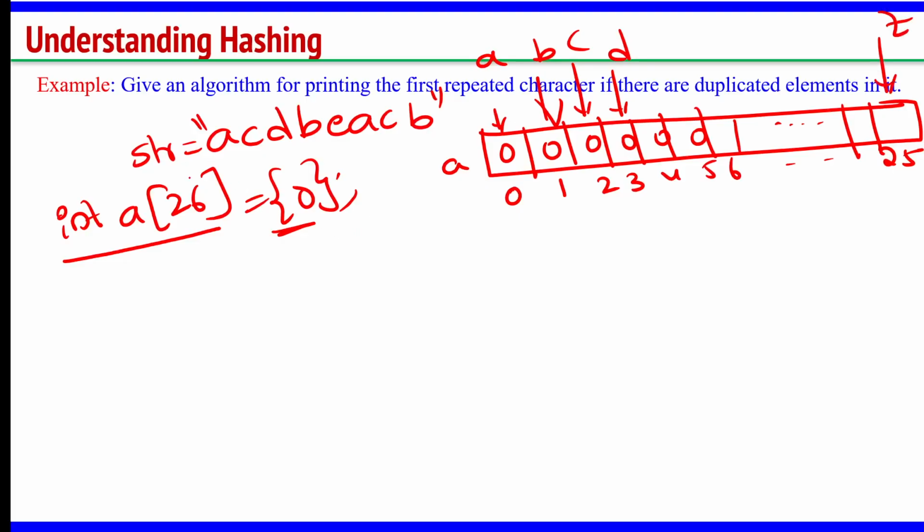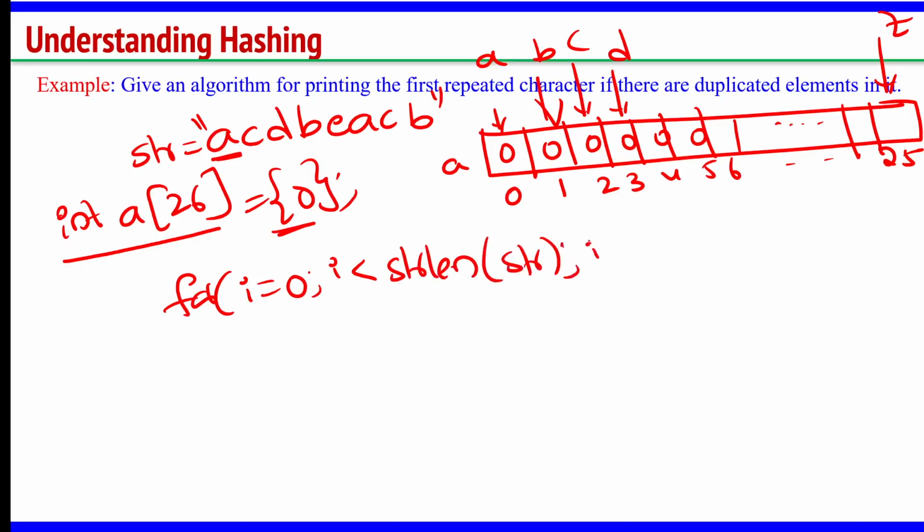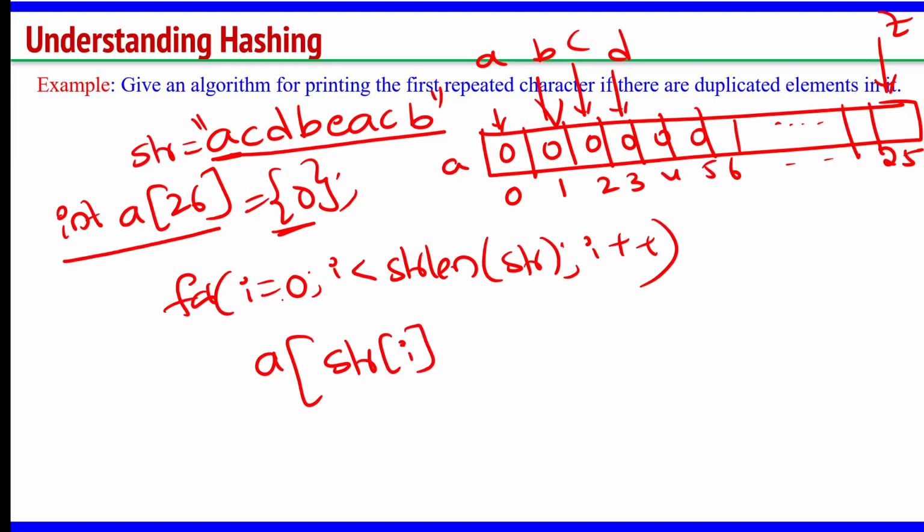Now you iterate with only one for loop. You iterate over these elements: for i equal to 0, i less than strlen of that string, i plus plus. You iterate over the length of the string. Now, a[str[i] - 'A']. First time i is 0, str of 0 means A, that location A. How can I get 0?